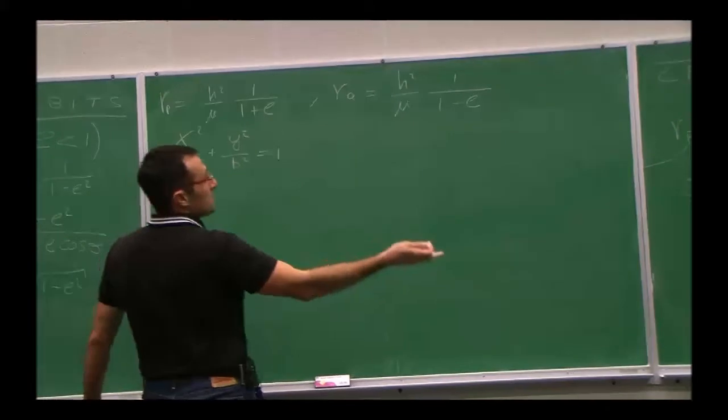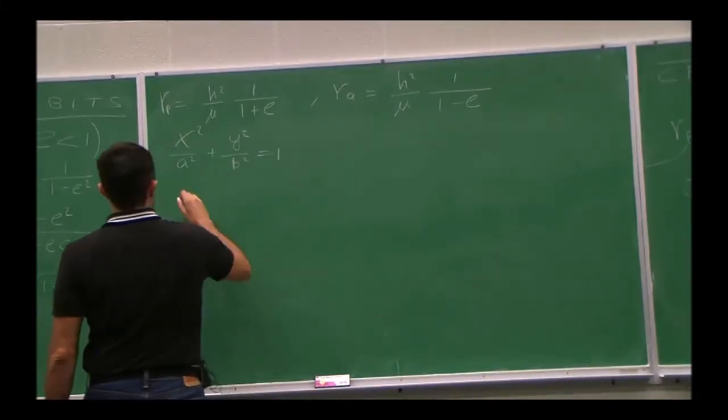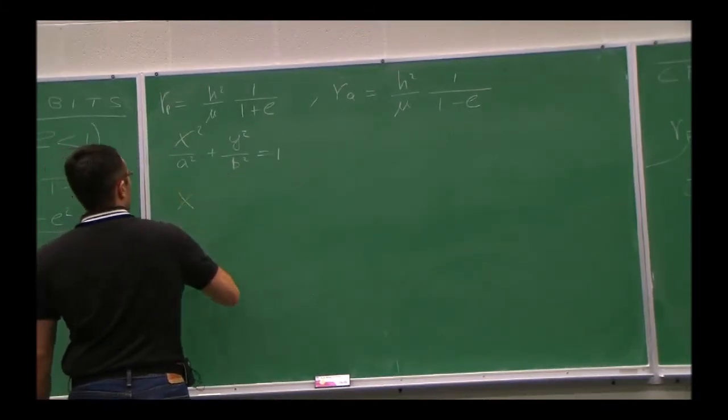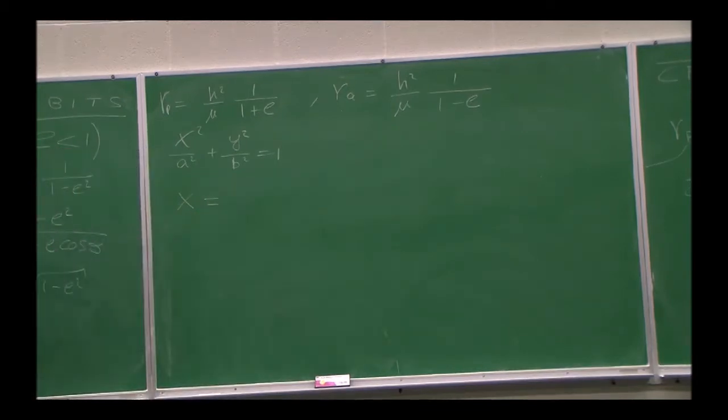Okay, let's compute x and y. What is x? What is the x of M2? If I start counting the position from C, which is the origin, the center of the supposed ellipse, what is x?